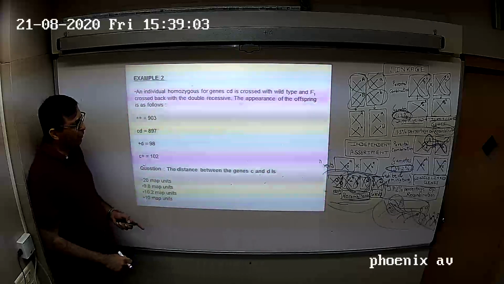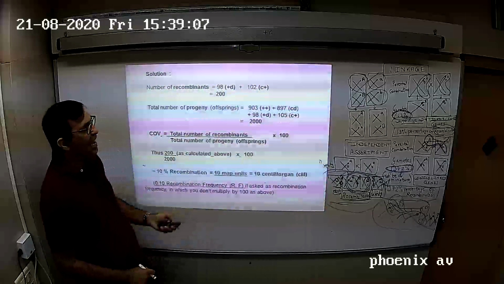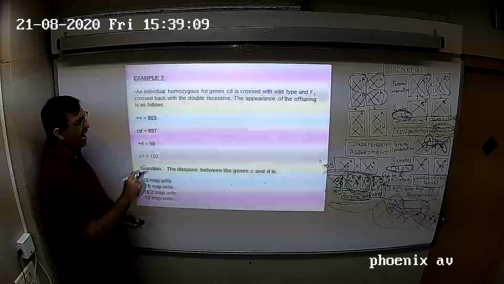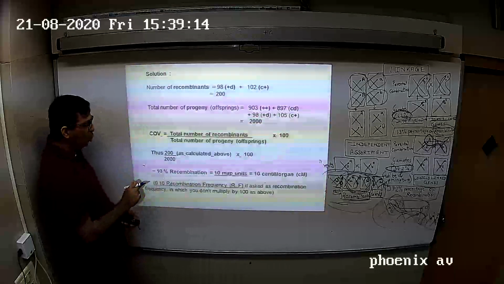Now it's very simple for you. Number of recombinants are plus d. Plus d is how much? 98. Plus c is how much? 102.